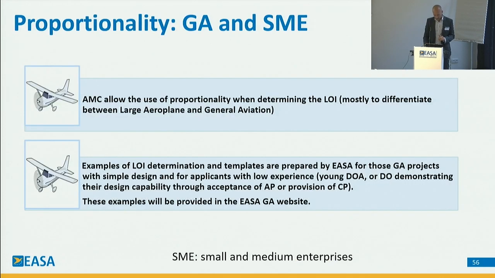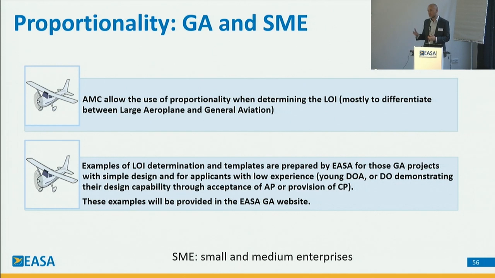What we also have considered for general aviation and small and medium enterprises is that the AMC allows the use of proportionality in the assessment when you look at simpler products. So the same criteria can be applied in a proportional way. This is an important piece of information.